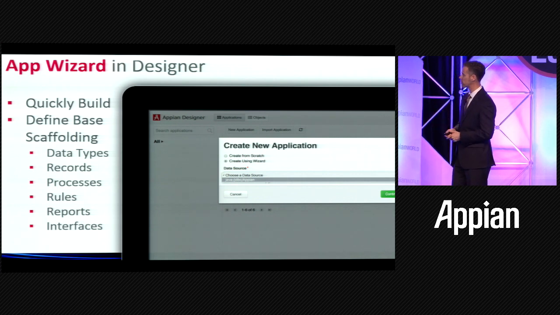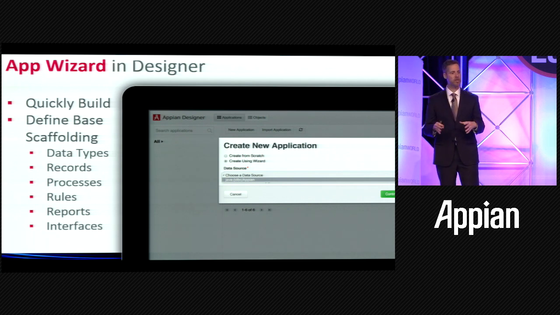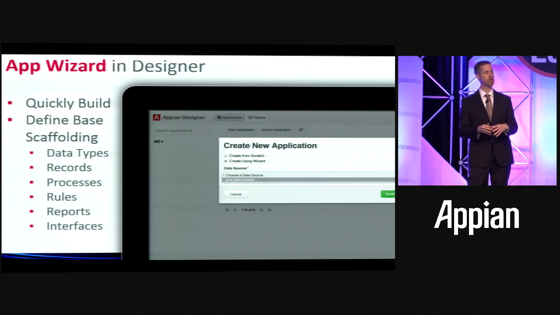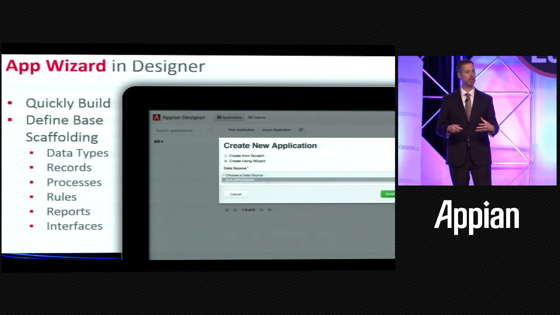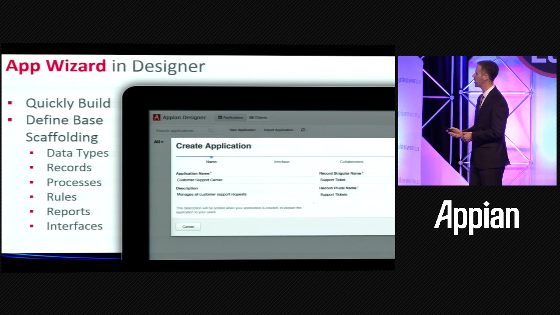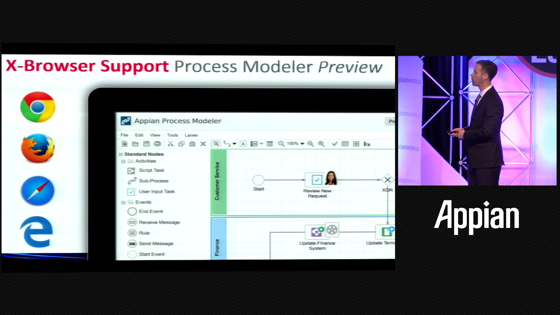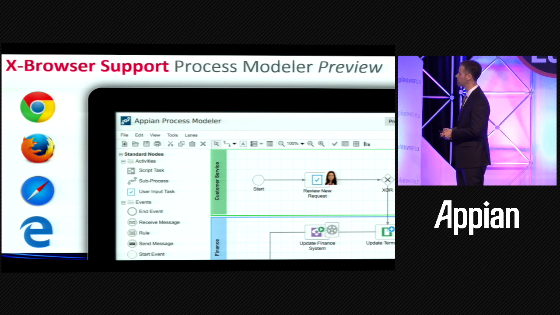Now what the App Wizard is designed to do, rather than say building a Quick App, is also define the scaffolding of the application. It's going to define the data types, records, processes, rules, reports, interfaces, all the things you typically need to build in a common Appian application. Now as I go through it, it's going to be the exact same wizard, name, interface, collaborators, just like before, and publish that to the environment.